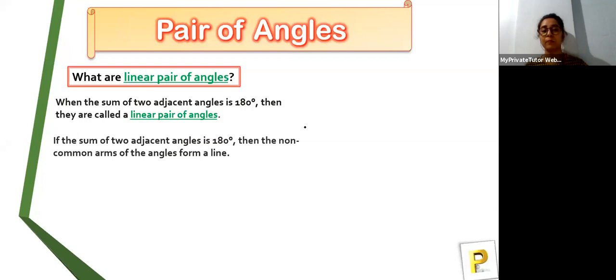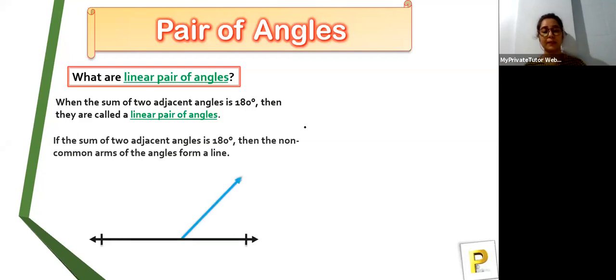So when the sum of two or more adjacent angles is 180 degrees, then they are called a linear pair of angles. If the sum of two adjacent angles is 180 degrees, then the non-common arms of the angles form a line. What does that mean? Let's see. So here we have a line. First we make a line and then we make an angle. So from this you'll understand the second point, but I'll be telling it to you again.